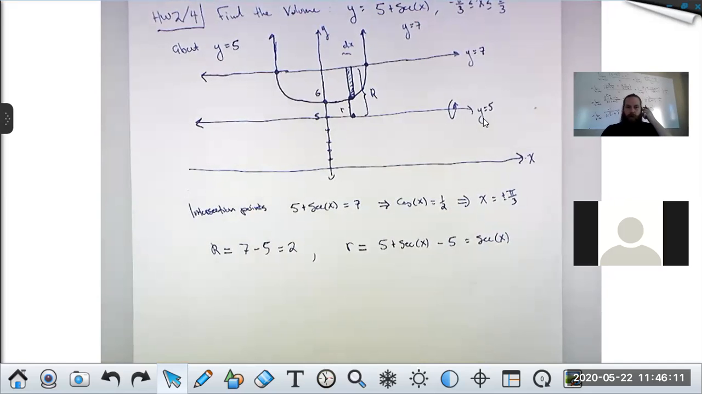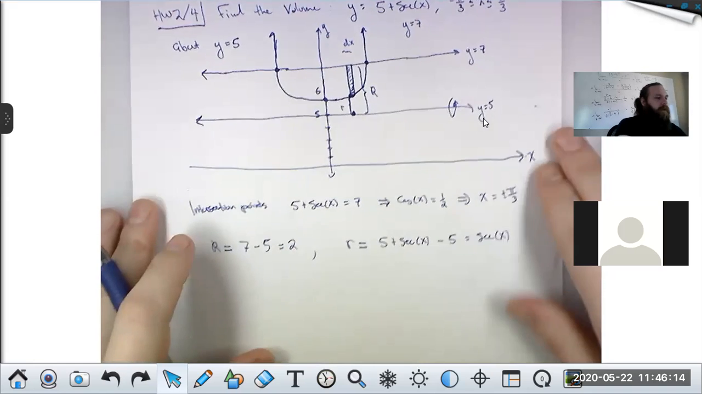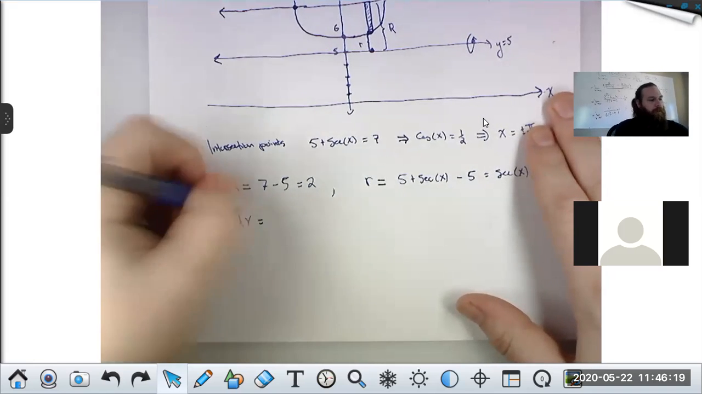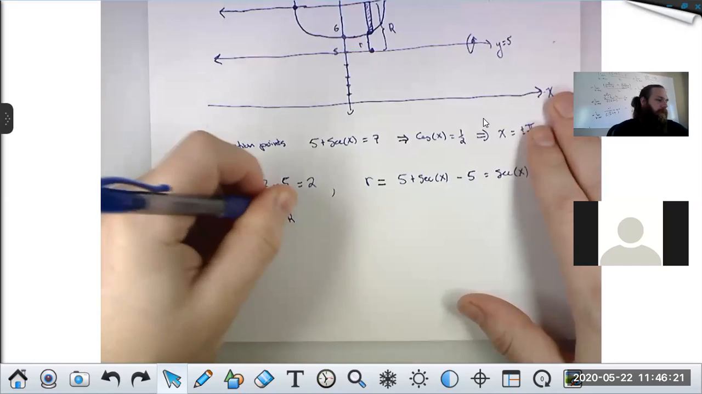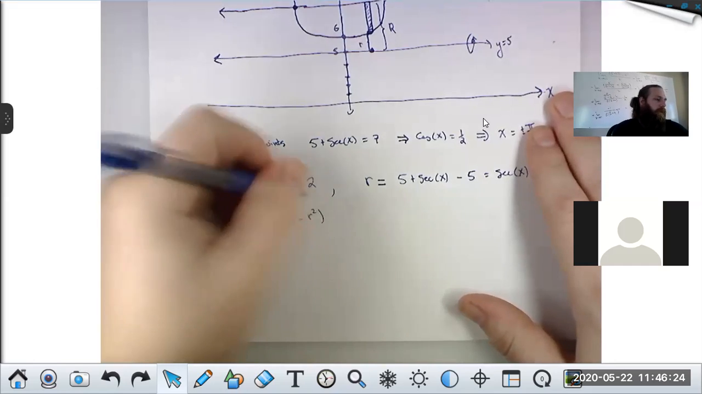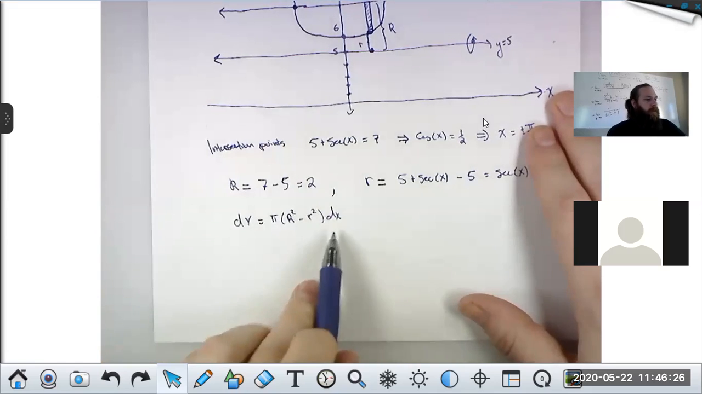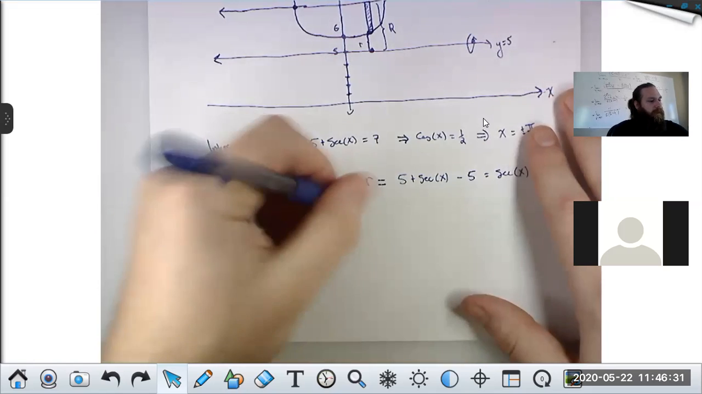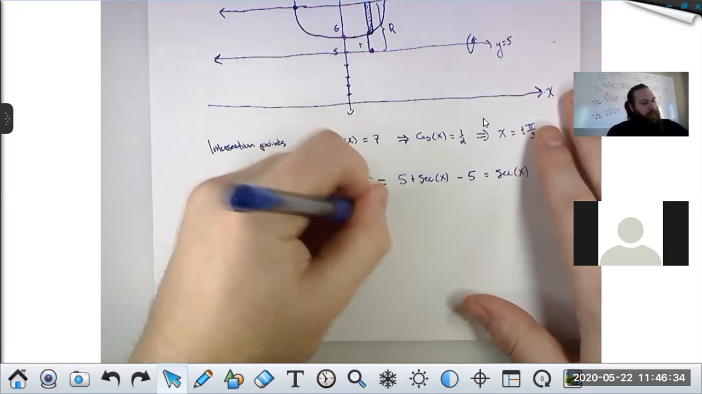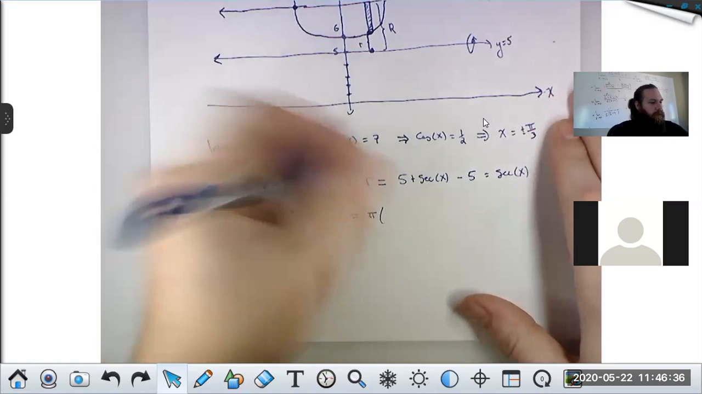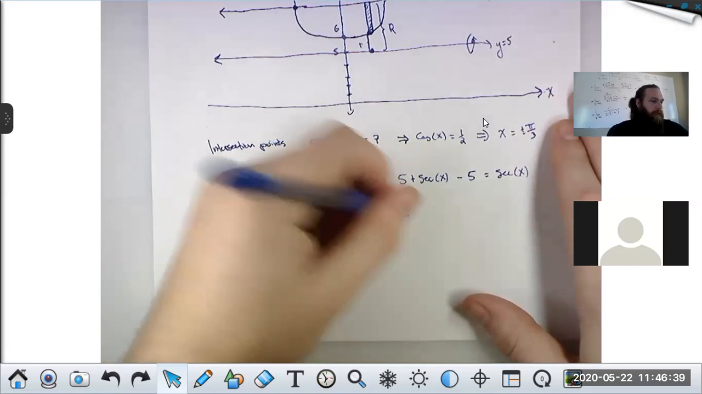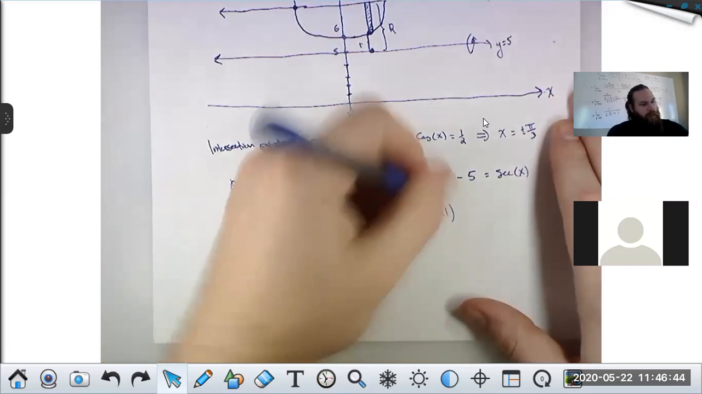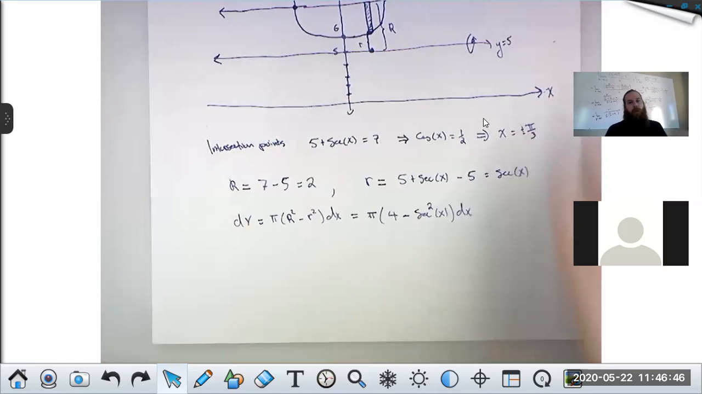And now that we have big R and little r, all we have to do is write down dv and integrate it from -pi/3 to pi/3. dv is pi times big R squared minus little r squared dx. It's dx, not dy, because my strip is up and down, so its thickness is a dx thickness. Pi is just pi. Big R is 2, so that's 4, minus little r is secant x, so that's secant squared x. And that's my guy, that's dv.